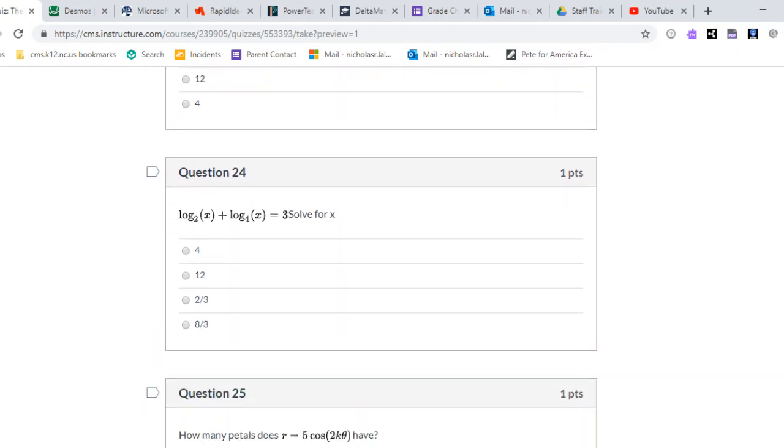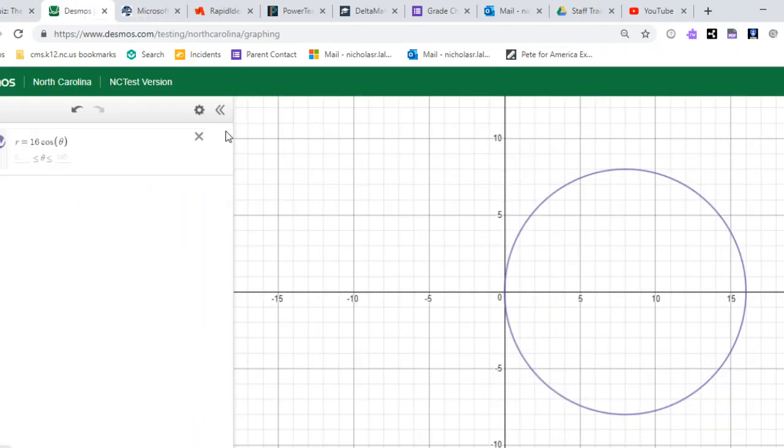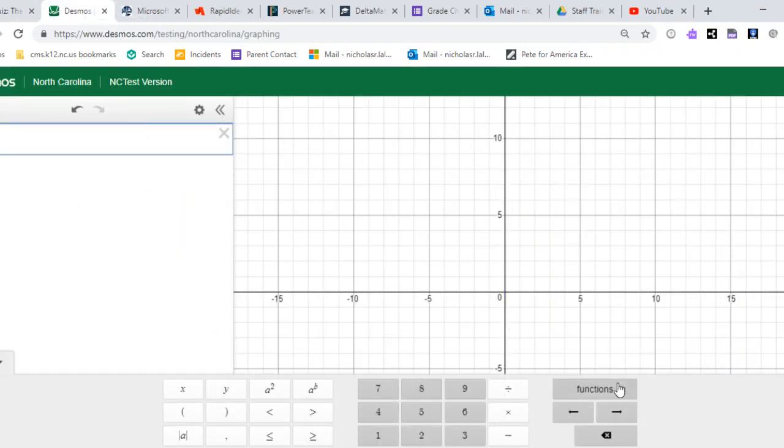24. Log base 2 of x plus the log base 4 of x is equal to 3. Solve for x. This is where you definitely can plug and chug or use your calculator. Let's use the solver function in our calculator. Or Desmos, let's do Desmos.